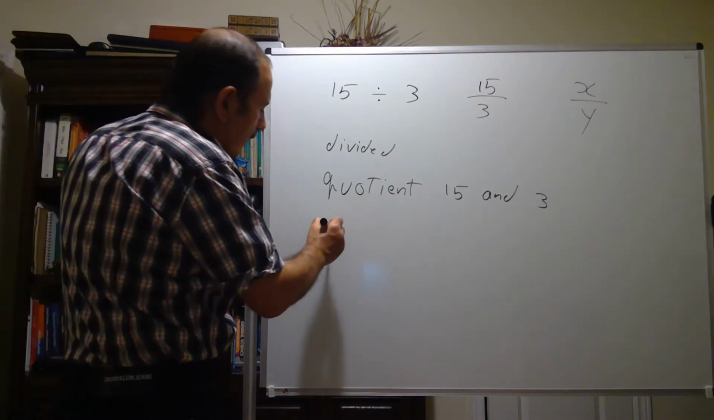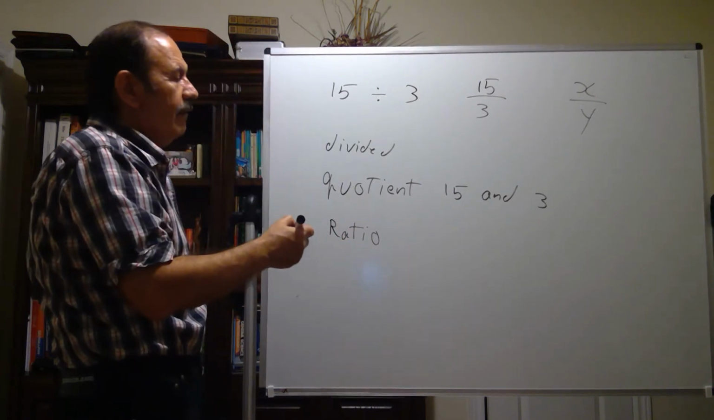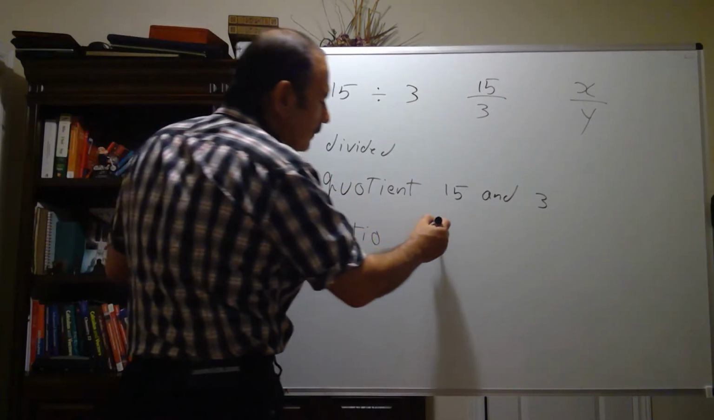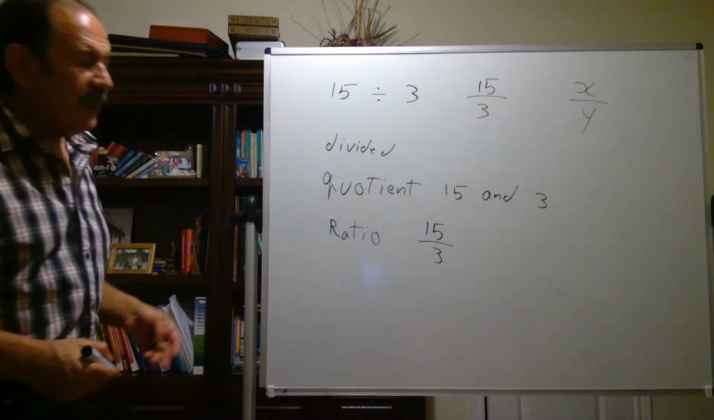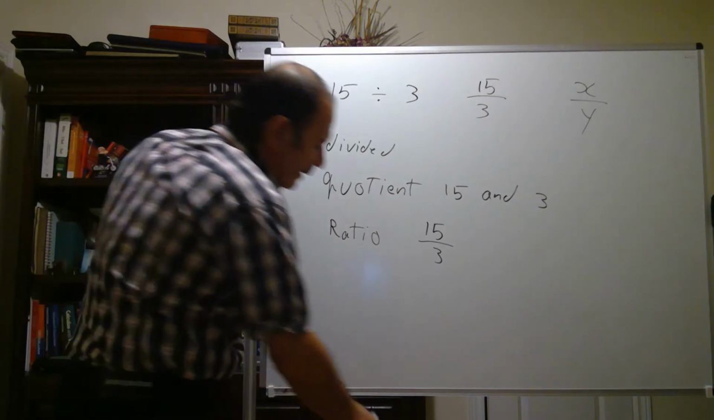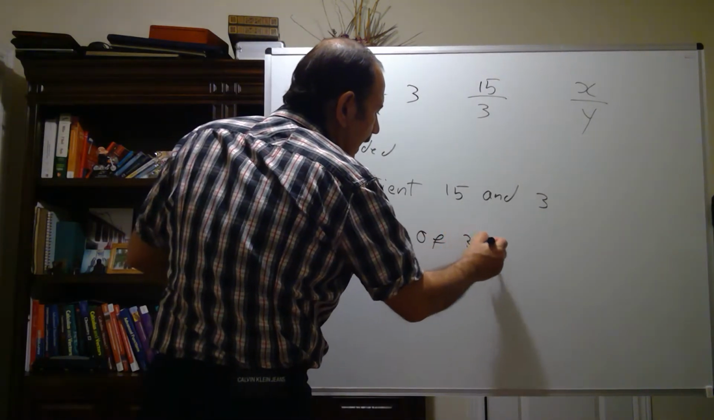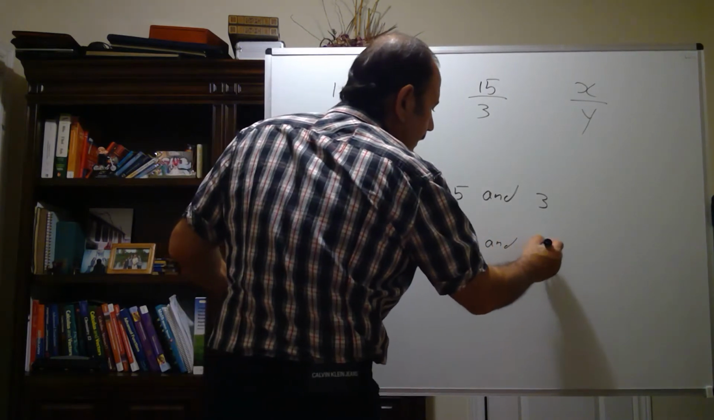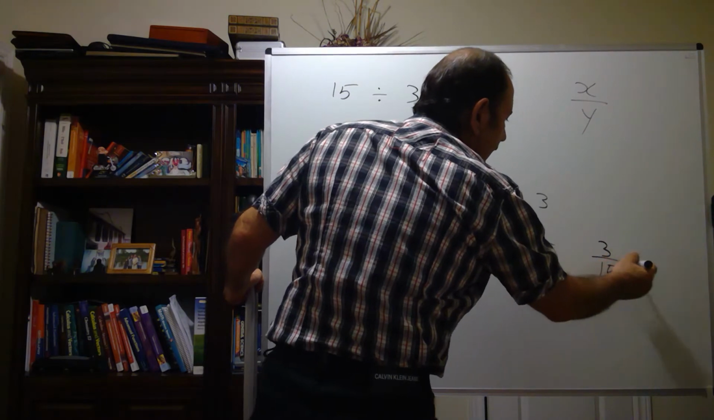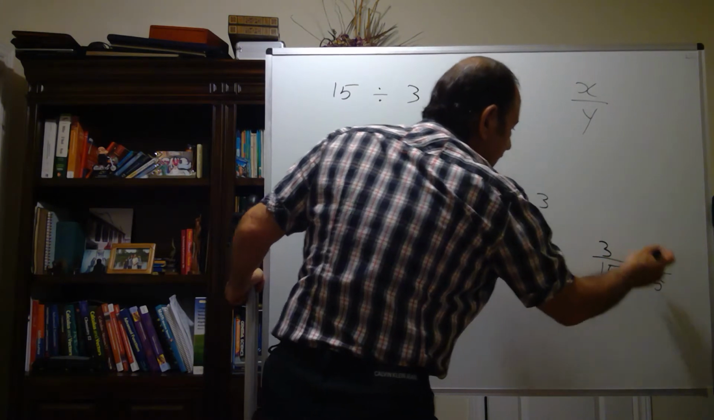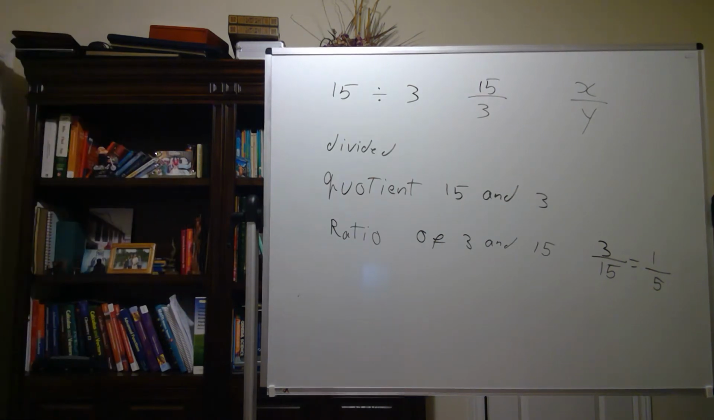Ratio. Ratio of 15 and 3 means 15 over 3. Or ratio of 3 and 15 means 3 over 15, which can be 1 over 5. This is the ratio of 15 and 3. These are all about division.